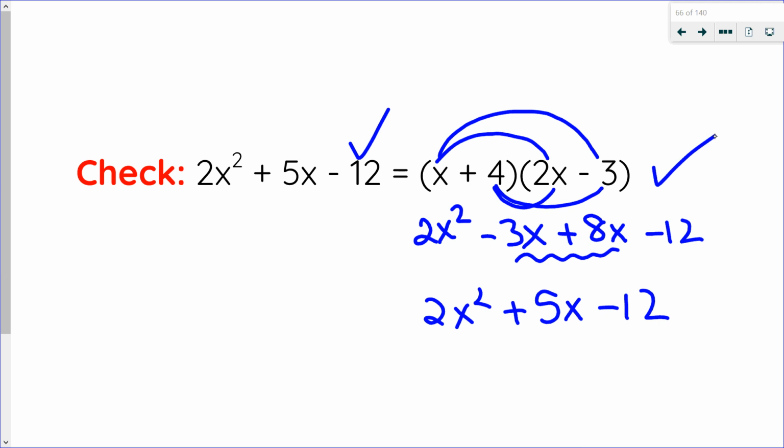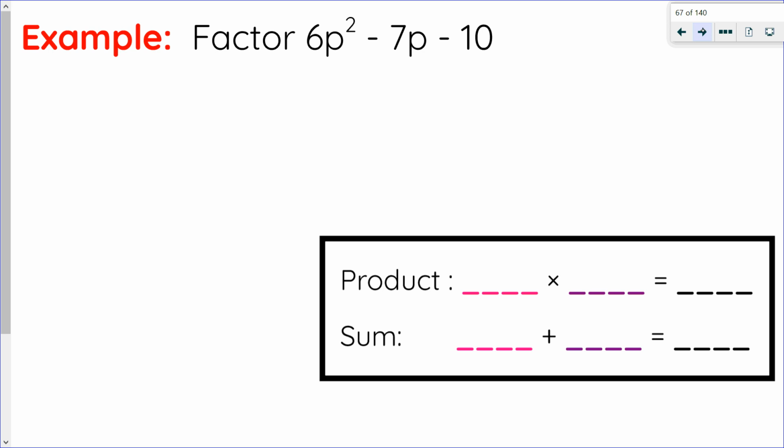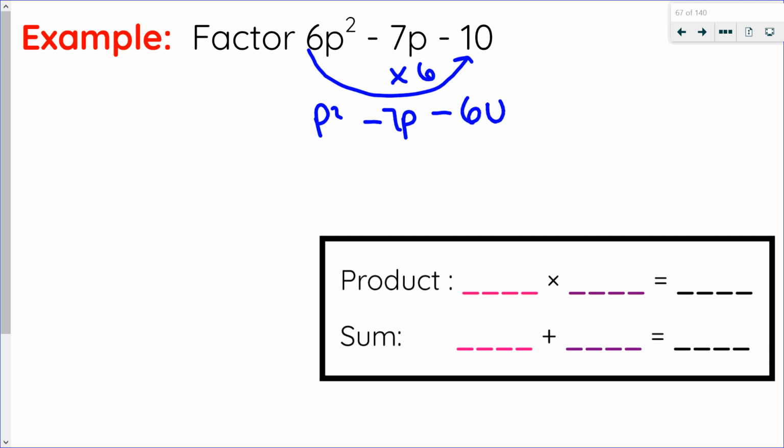Let's try another one. So in this one here, I have 6p squared minus 7p minus 10. No GCF. The only common factor is 1. So I'm going to change this into a product sum factoring question by moving the 6 over here. I'm going to multiply it. So I'm going to have p squared minus 7p, and then 6 times negative 10 is negative 60. So this one here is easier to factor than what I started with.